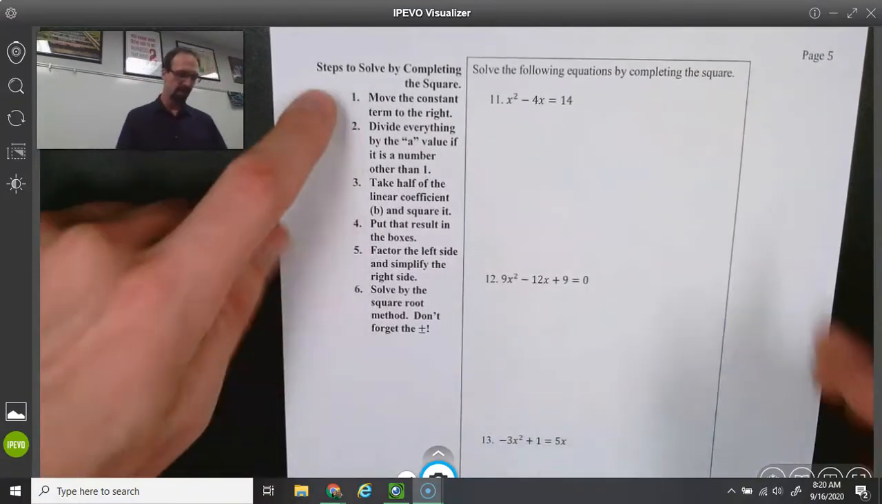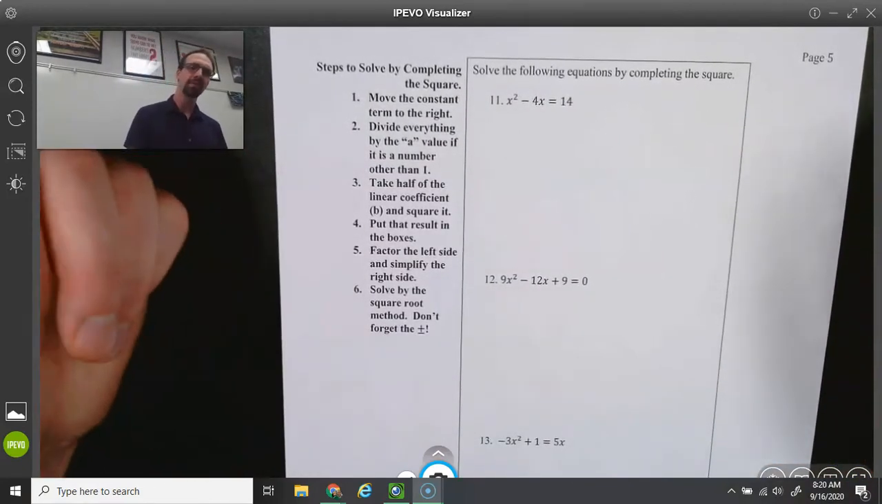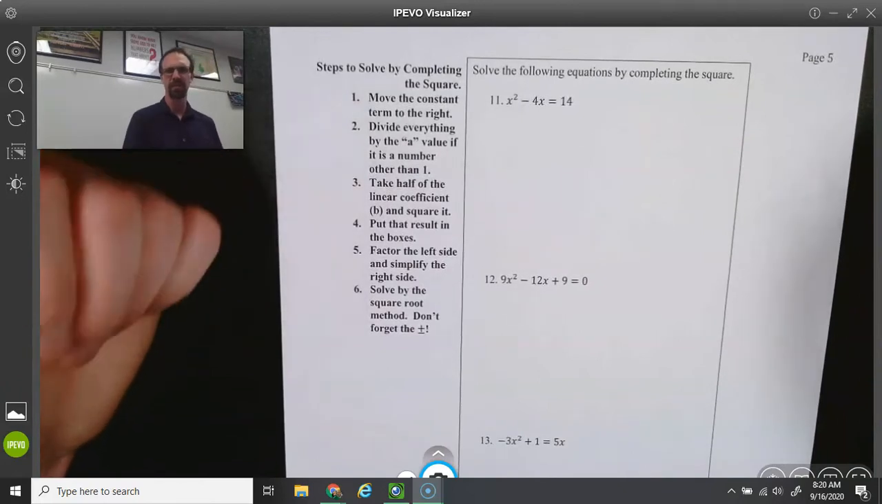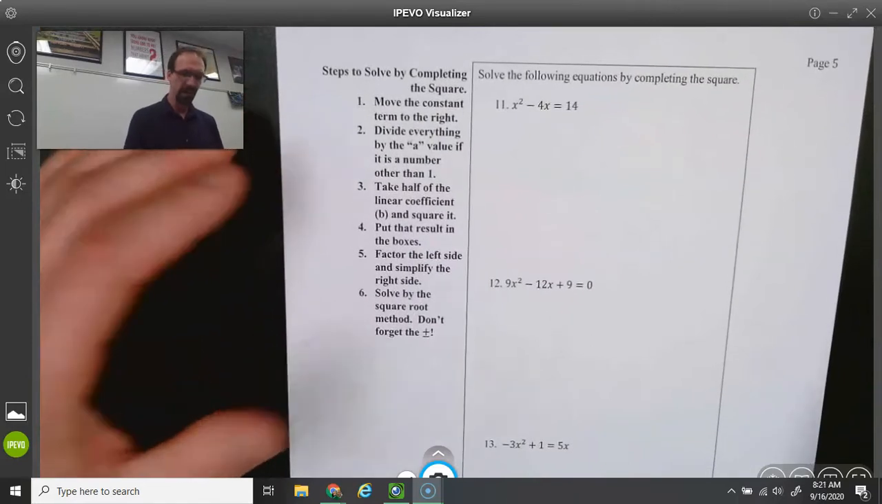With this, we want to make sure that we follow these steps. A lot of students really struggle with completing the square. And the reason why, I think, is just, this part is tedious, and you want to make sure you're following each step carefully. So let's jump in.